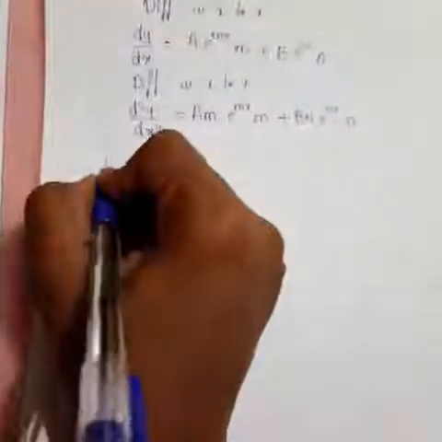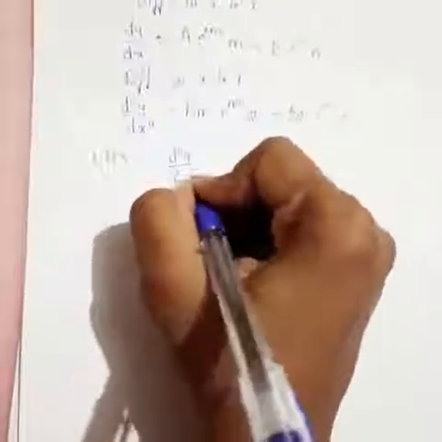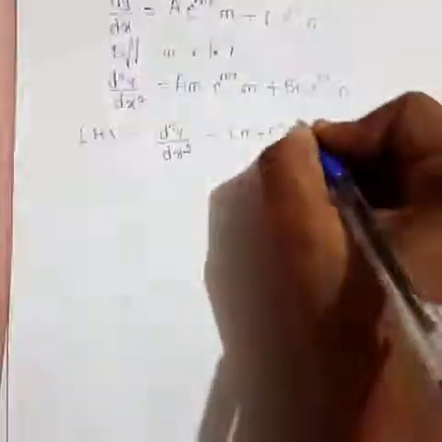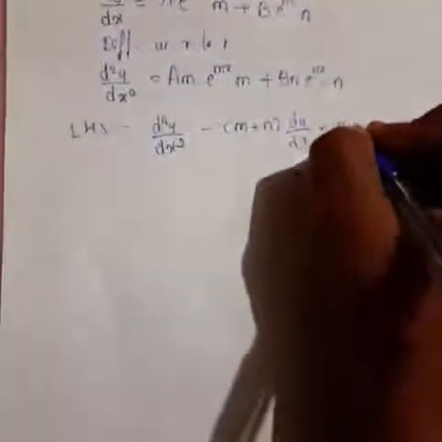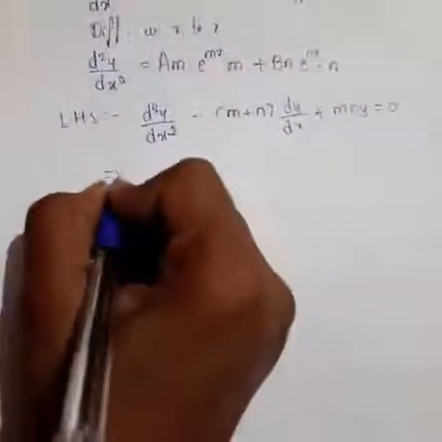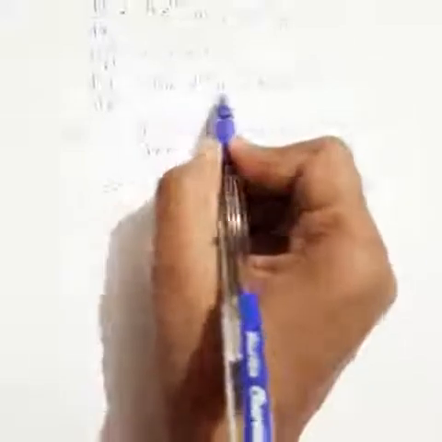Consider the LHS, d square y by dx square minus (m plus n) dy by dx plus mny is equal to 0. See here, d square y by dx square value is what? Here 2 times of m is there in the first term.